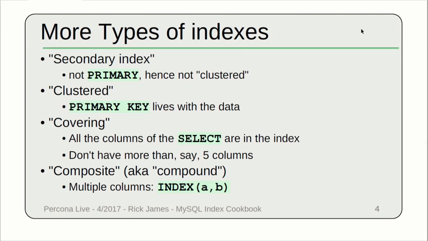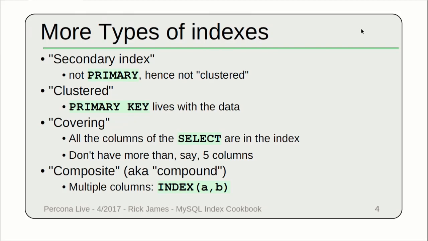Covering is another term we'll get to in a few minutes. It says that all the columns that are anywhere in the select statement exist in the index. This makes it a little more efficient because now it doesn't have to look both at the index and the data. Note, the secondary index and the data are stored in two different B trees. When you look something up by a secondary index, first you drill down the secondary index, and then you reach into the data via the primary key to find the rest of the row. If you're covered, you don't need to do that second step.